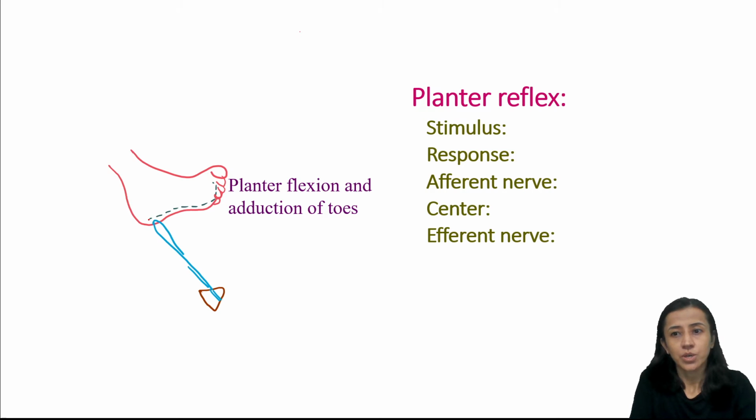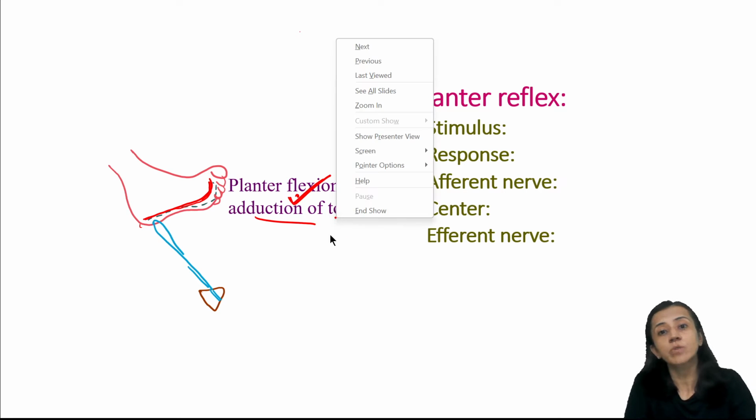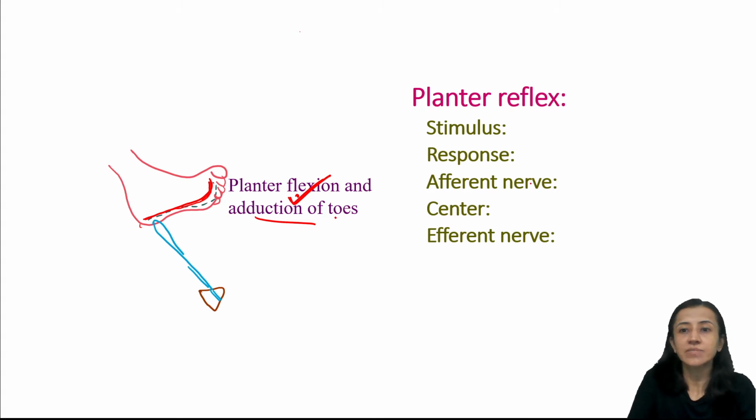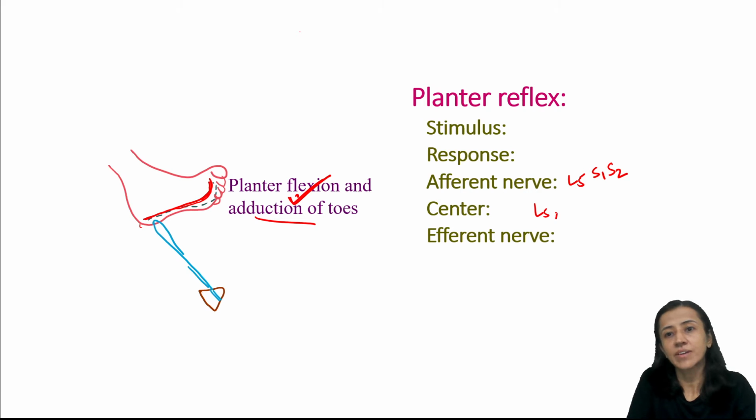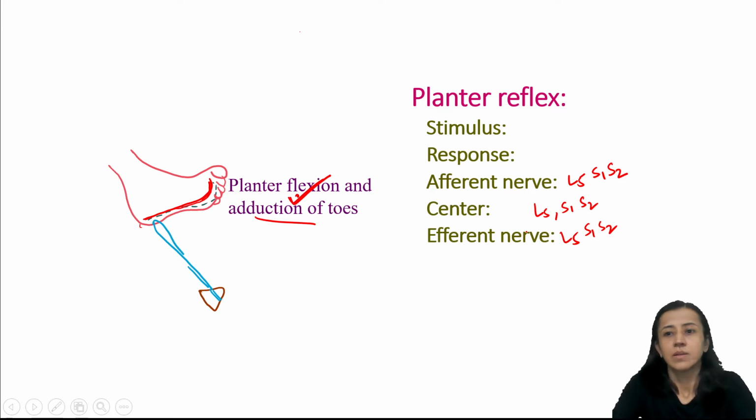Then plantar reflex. Here, with the help of the pointed end of the hammer, you have to scratch. You have to give a stroke on the sole like this, starting from the sole and reaching to the toe in this manner. And what would be the response? Normal response is plantar flexion. Very important, try to remember plantar flexion and adduction of all the toes. This is normal plantar reflex. Afferent nerve is L5, S1, S2. Center again in L5, S1, S2, and efferent L5, S1, S2. Then comes deep reflexes. Superficial we have completed.